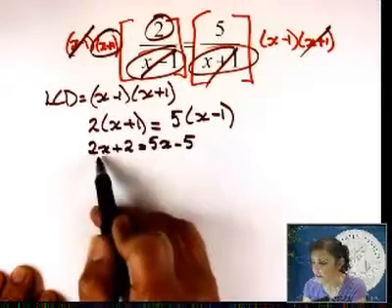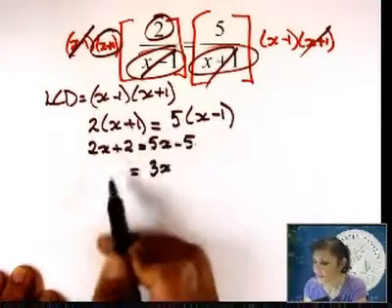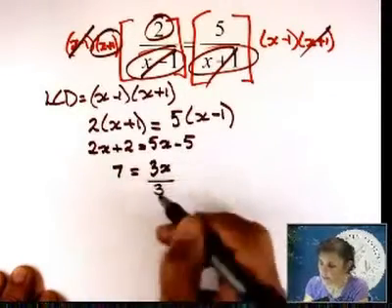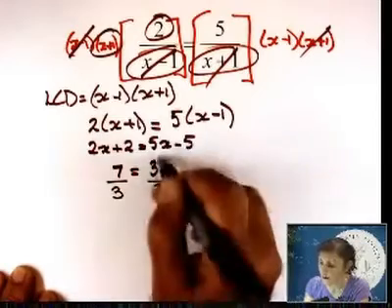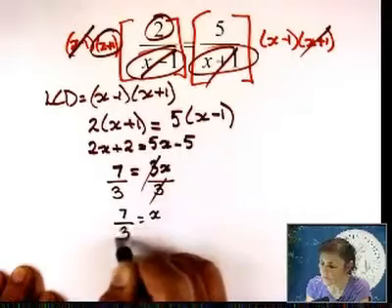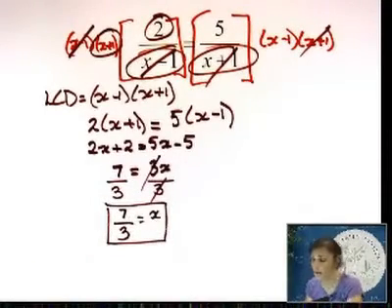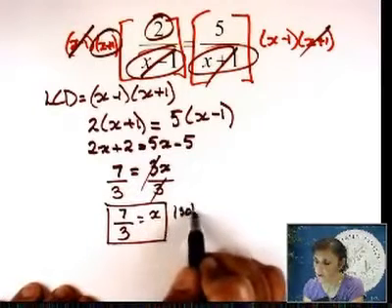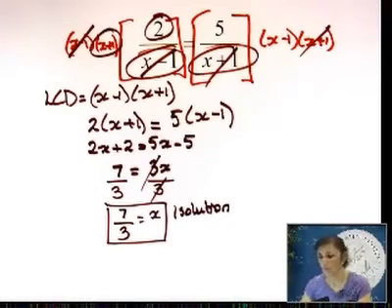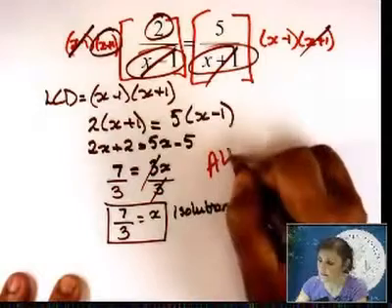Very good. Now, let's move that 2x here. Let's move that negative 5 over here. Then I divide both sides by 3. I'll have x equals 7/3. Now remember the previous example? I had no solution, but this one, I just ended up with one solution. Now, when you do this, when you find a solution to rational expressions, always check.